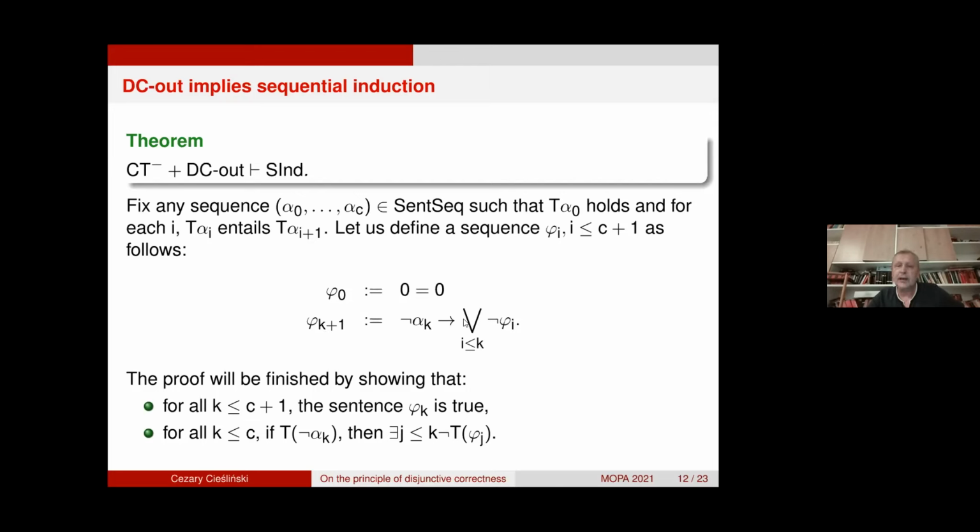Then, on the level k plus 1, just look at what we are saying. This is an implication. As in the existential version of Yablo's paradox, the consequent states that at least one of the earlier phi i's is false. But we are doing this in terms of a big disjunction; it's not an existential quantifier, it's a big disjunction. And we make it conditional upon the falsity of alpha k. So if alpha k is false, then Yablo. Yeah, that's the idea.